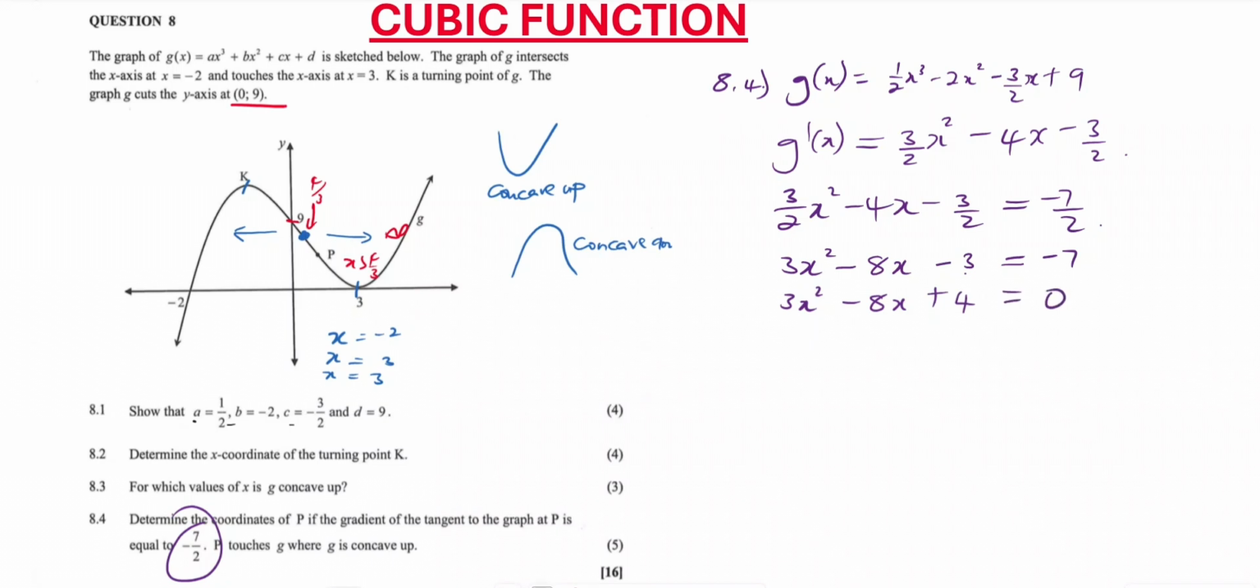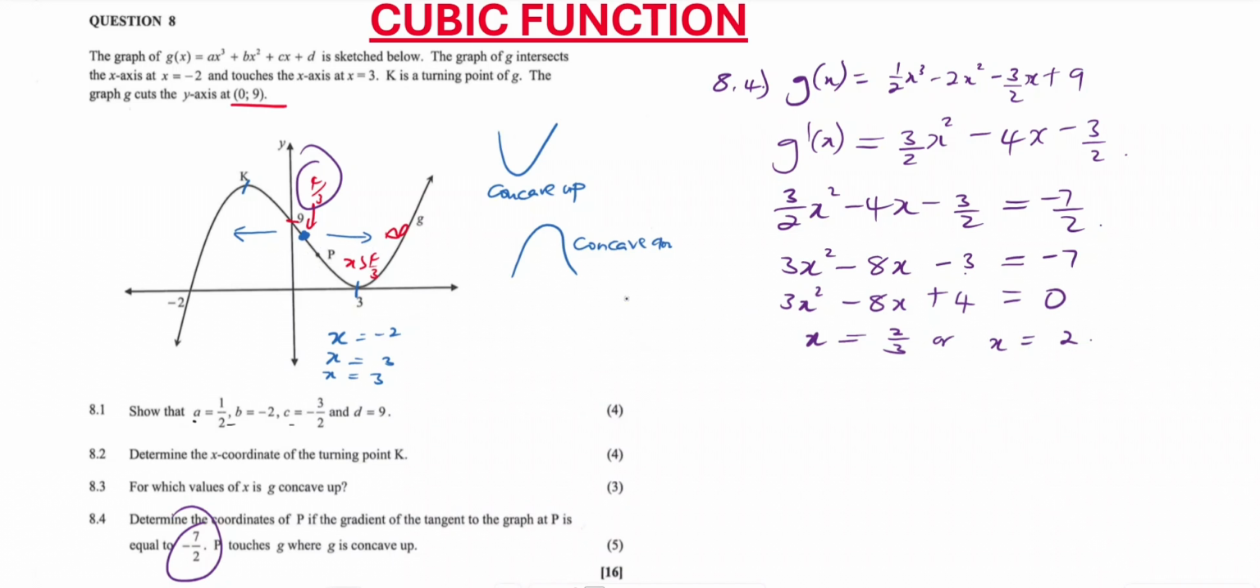Then we can solve the quadratic equation. We can use the quadratic formula, or we can use the calculator. So I'm going to use the calculator to solve this equation. This is going to give us x is equal to 2 over 3, or x is equal to 2. But as we can see, we got two values of x. But P is just one coordinate, so we need one value. So the question says P touches G where G is concave up. So G is already concave up, which is this side. So meaning the x value of P must be greater than the point of inflection. That's where our graph is concave up.